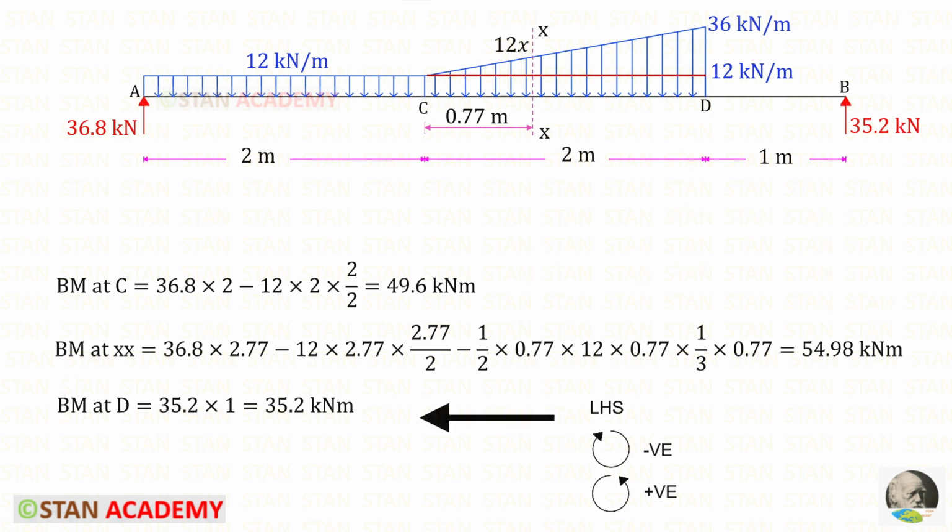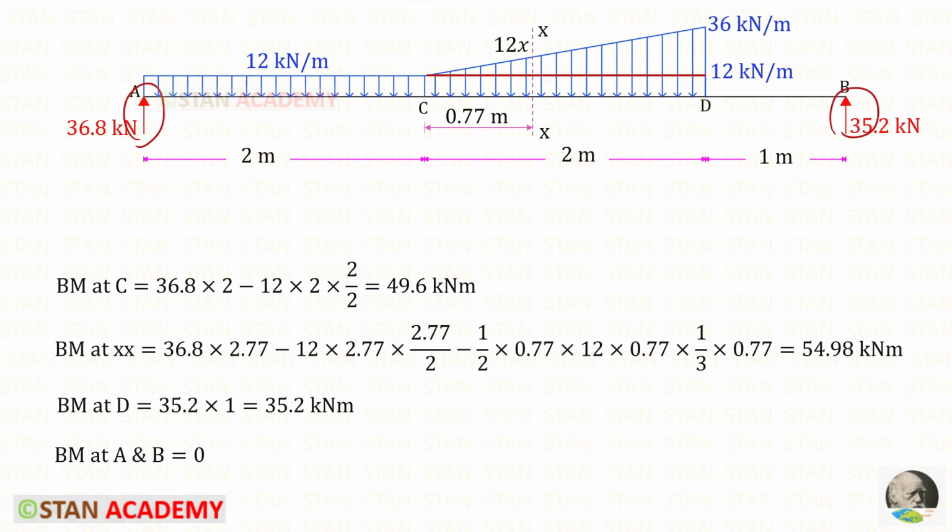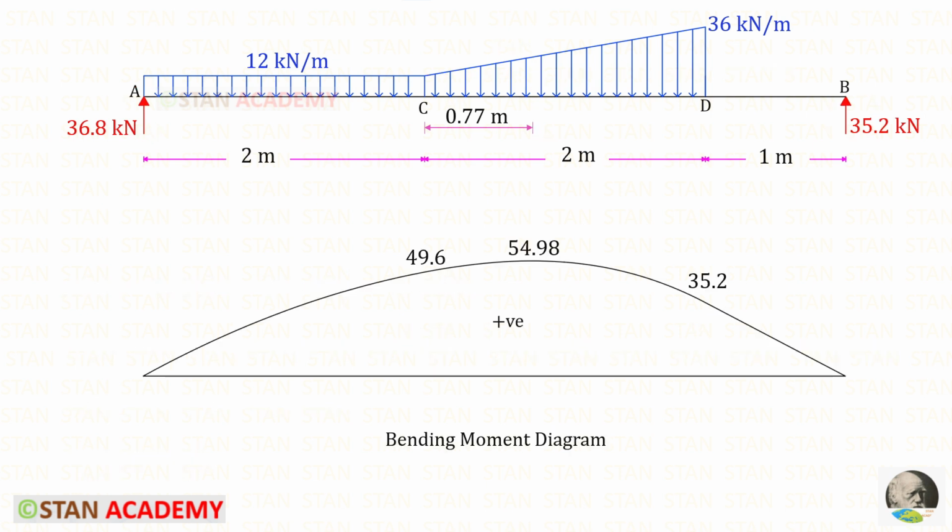To find the moment at D, let us use the left hand side rule. RB is acting in the anti-clockwise direction, so positive, and the distance is 1. For the moment at D, we will get 35.2. We know that in the simply supported ends, the moment will be 0. Here you can see the bending moment diagram.